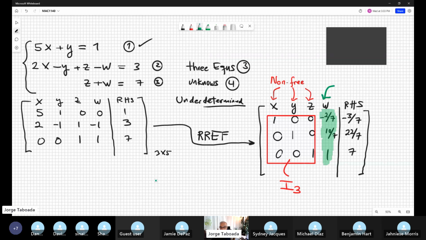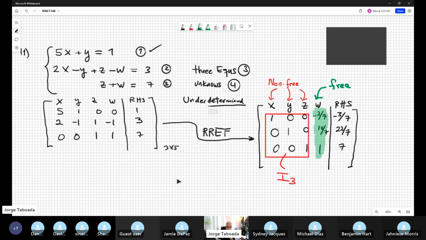I declare W like a free variable. Only one. We have only one free variable, because the solution set when I finish the problem is one dimension. So basically, I interpret algebraically that this solution is a line, because there's one free variable, one dimension, but this line is living in the 4-dimension context.